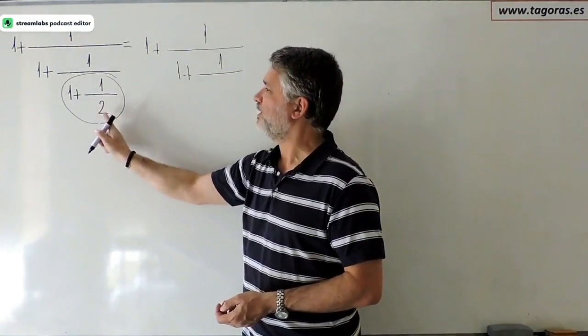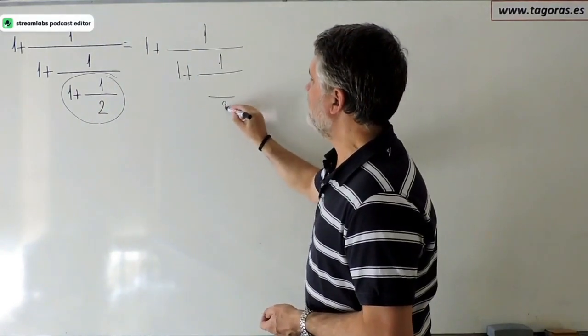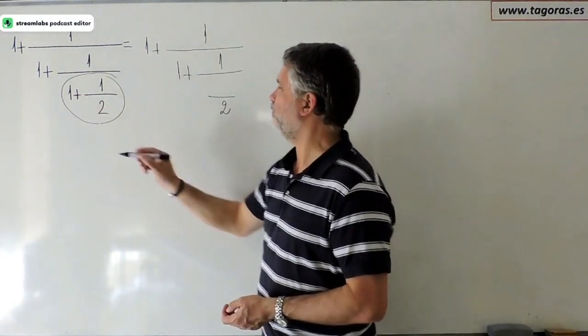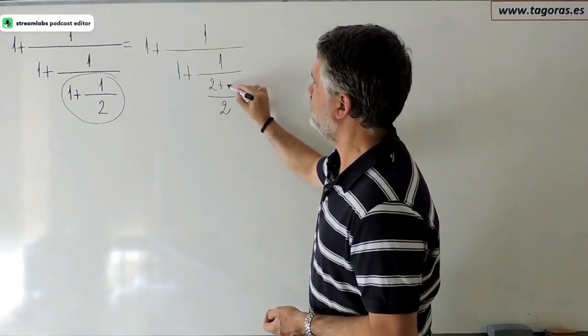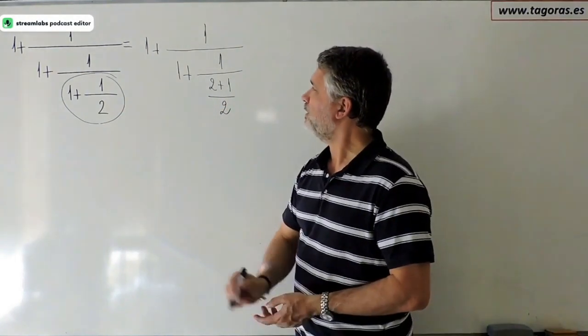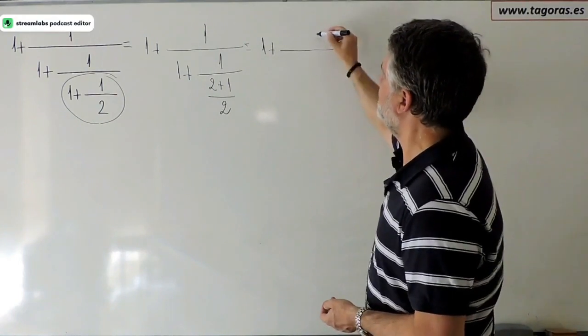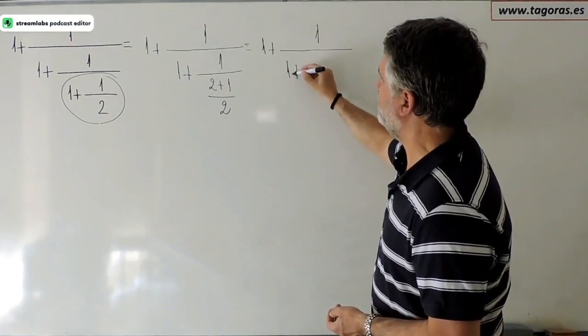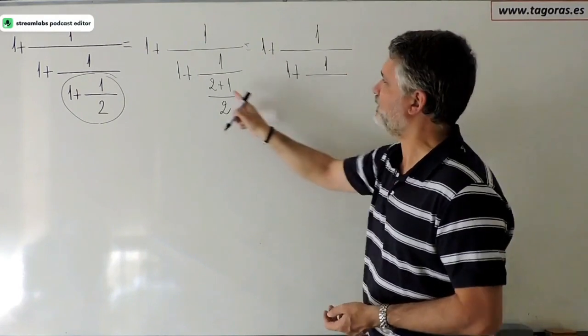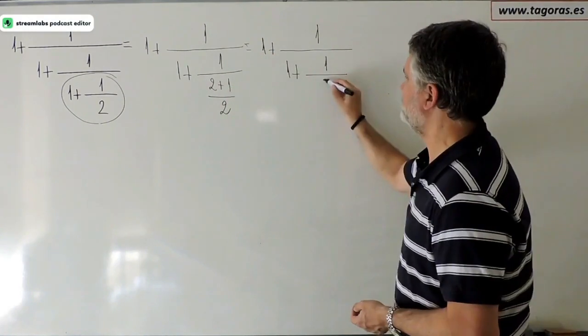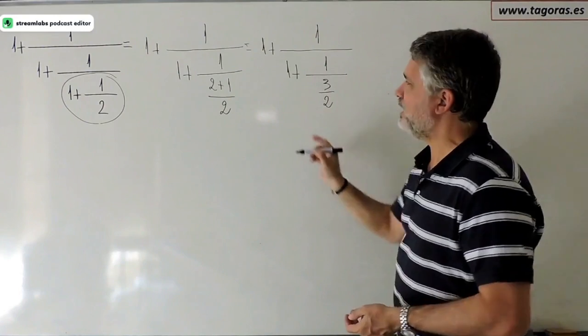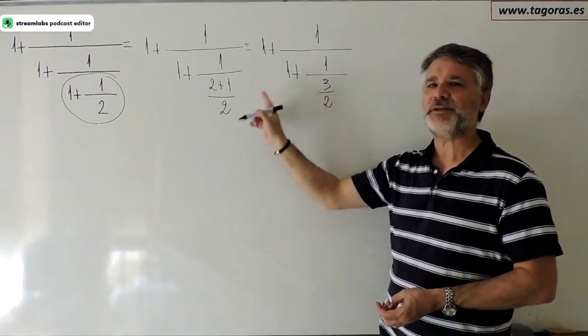1 plus 1/2 would be the least common multiple of 2 times 1. 2 plus 1 equals 1 plus 1 over 1 plus 1 over 3/2. Well, we have already solved the first step.